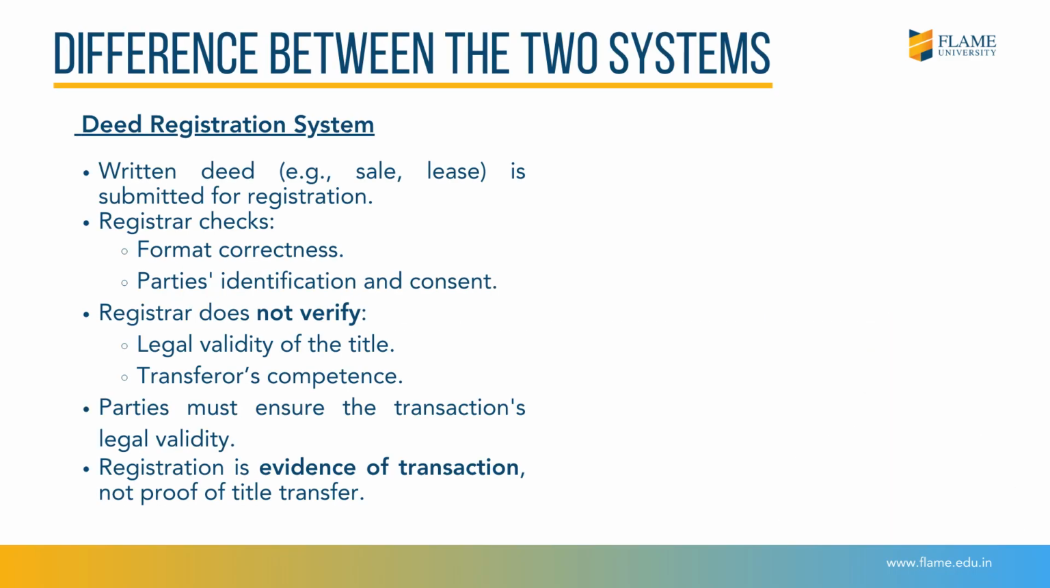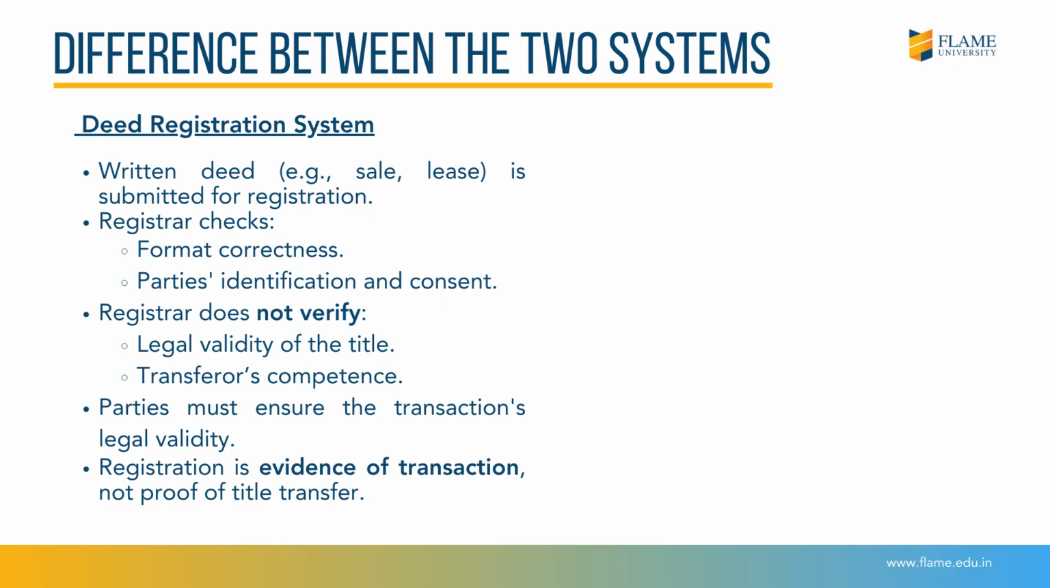In the deed registration system, a written conveyance deed signed by the parties to a transaction such as sale, lease, gift, or mortgage is presented to the registrar for registration. The registrar only examines the completion of formal requirements such as correctness of format of deed, identification of parties, and their consent. He does not go into the legal validity of the title of the transferor and his competence to make the transaction. It is the responsibility of the parties to examine the legal validity of the transaction. Therefore, in a deed registration system, registration is only evidence of property transaction and not the conclusive proof of the transfer of title.